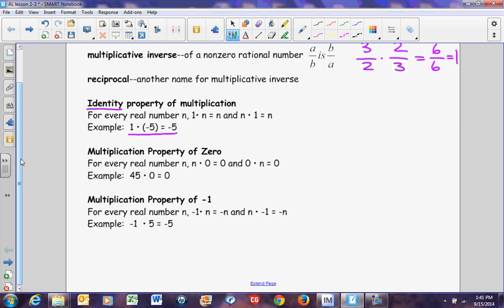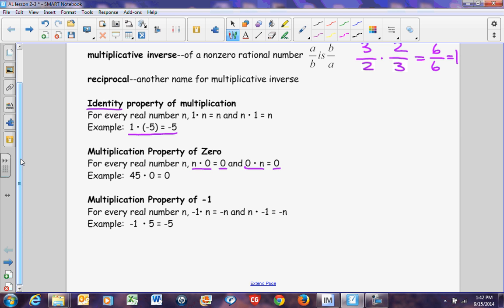The multiplication property of 0 says that whenever you multiply something by 0, your answer should be 0. If I have any real number n, n times 0 is 0, and 0 times n is also 0. Multiplied by 0 stays as 0 as your final answer.